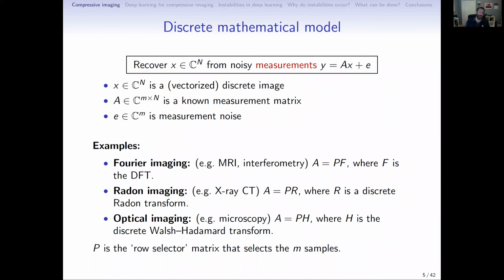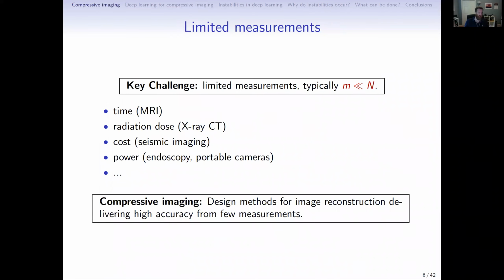Okay, so the main thing that makes this problem challenging, as I think many people are very familiar with, is that often in practice we're limited by the number of measurements we can take. So M is the number of measurements throughout the talk, and often in applications, M is much smaller than the ambient dimension N.